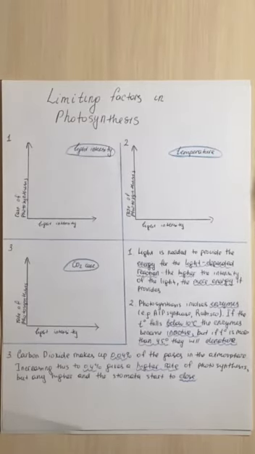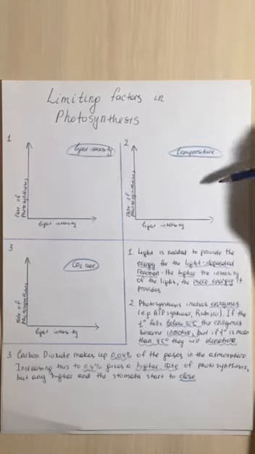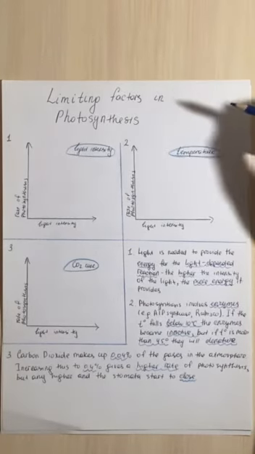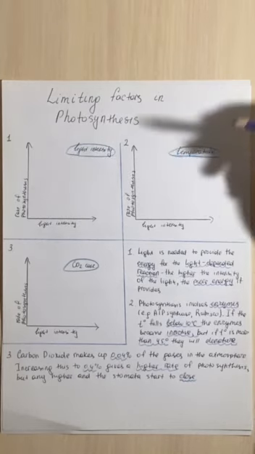Hi everyone, today we're going to look at the limiting factors in photosynthesis, and as you can see there are three main factors. All three of these need to be at the right level to allow plants to photosynthesize as quickly as possible.